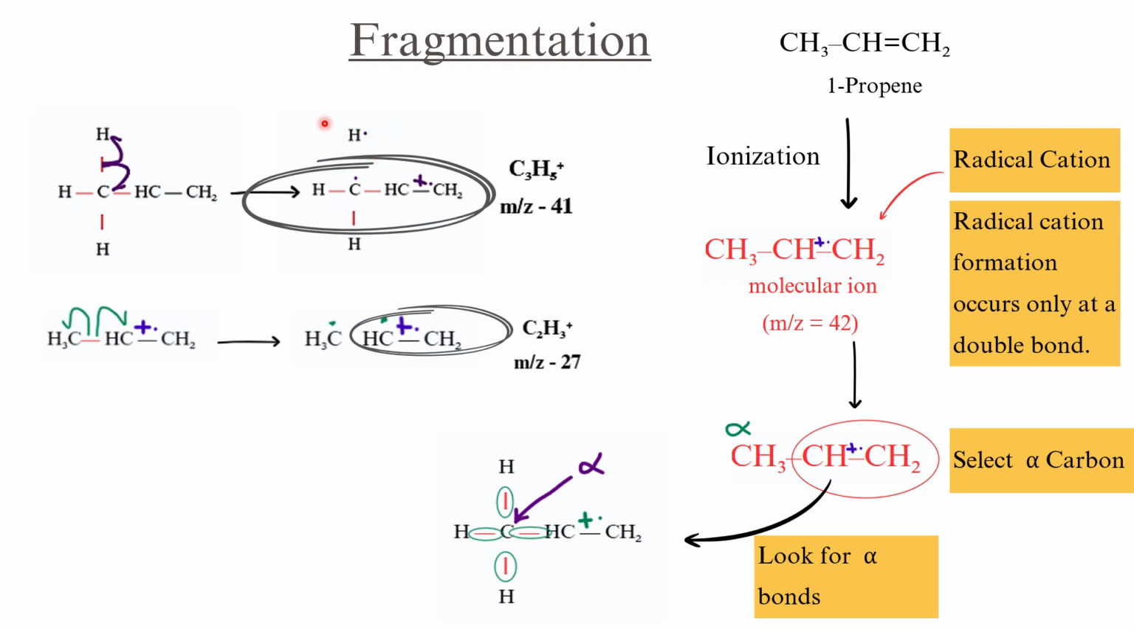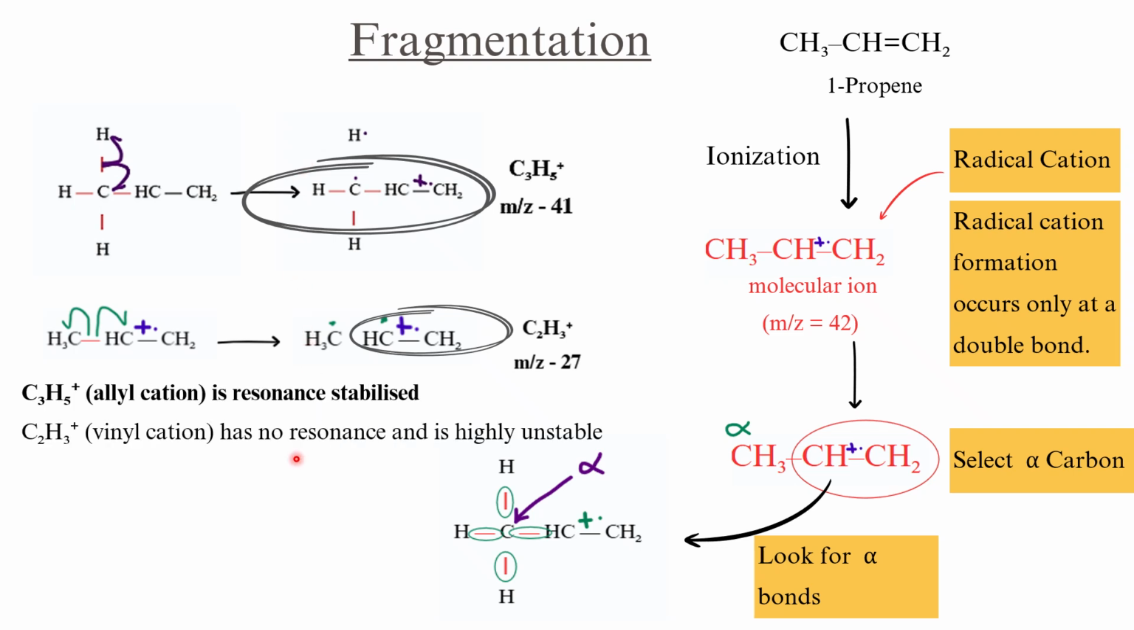Then what will happen to these radicals? Well, these CH3 and hydrogen radicals will go into the vacuum and get lost in the mass spectrometry machine. Now the m/z value for this particular fragment is 41 and the m/z value for this particular fragment is 27. So which one should we consider as our primary fragment? As I told you, follow the stability. When we discuss the stability, as you can see, this is my allyl cation.